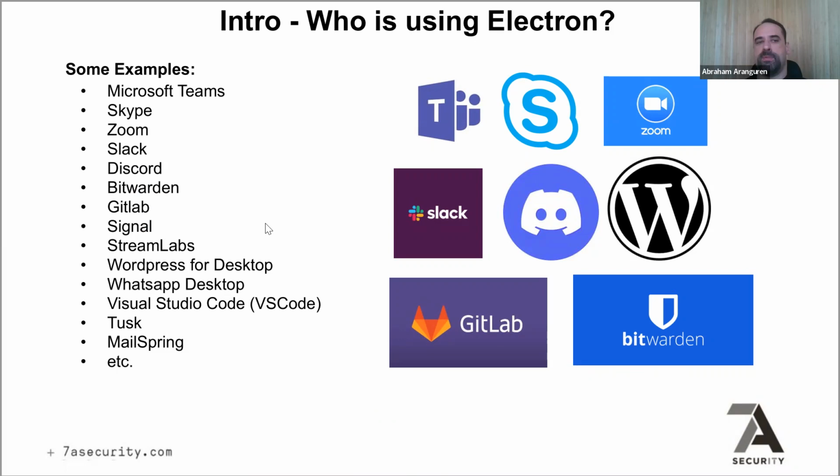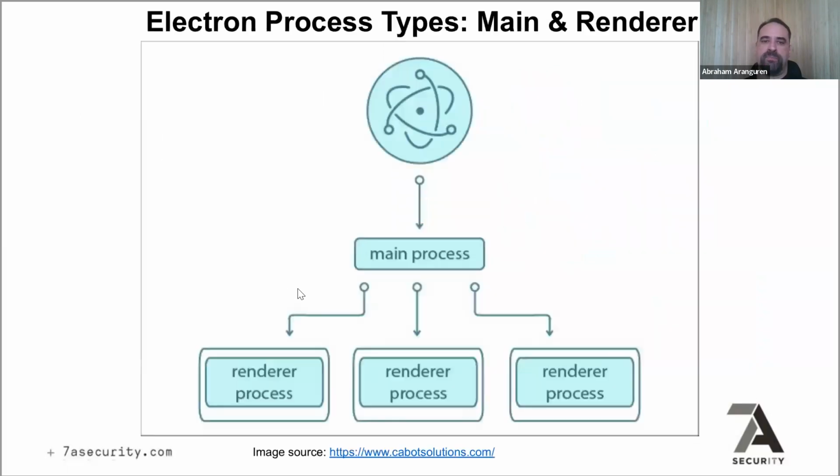So you can see here, maybe you recognize some names, right? Microsoft Teams, Skype, Zoom, Slack, Discord, BigGarden, GitLab, Signal. There's a lot of applications using Electron that are quite well known, and many of these we use in the course itself as well. So all the vulnerabilities are either recreated from pentests or we use a well-known public application as well.